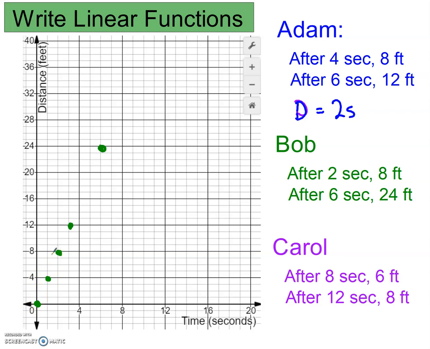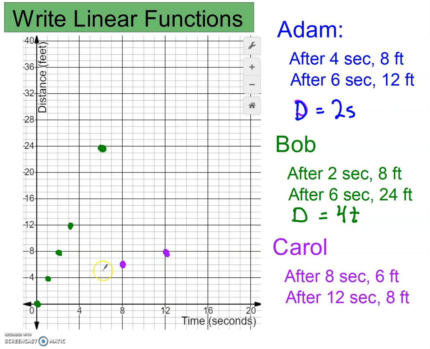Okay, and so it looks like, because he's going 4 feet every second, I could take the number of seconds, t, multiply it by 4, and I'd get Bob's distance. Okay, so I can write this equation for Bob's progress. How about Carol? Okay, well, Carol, after 8 seconds, had gone 6 feet, and after 12 seconds had gone 8 feet.